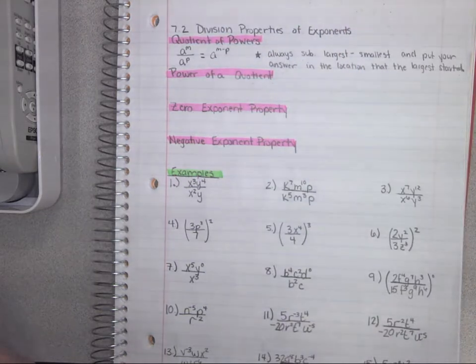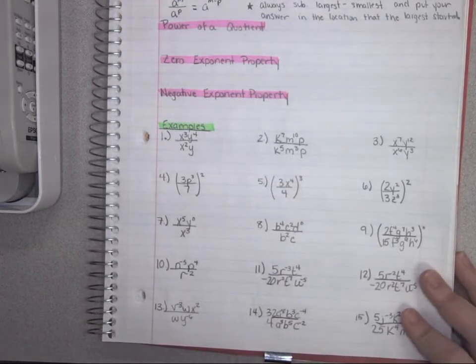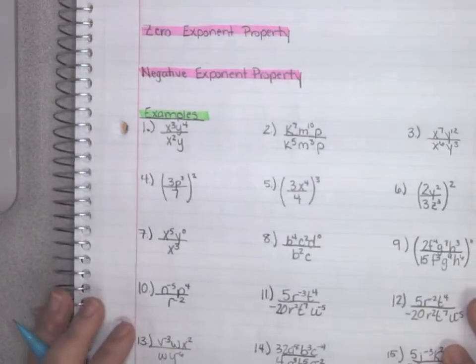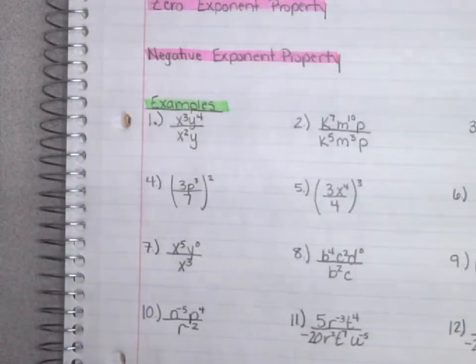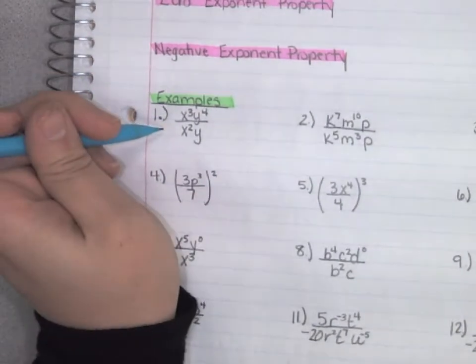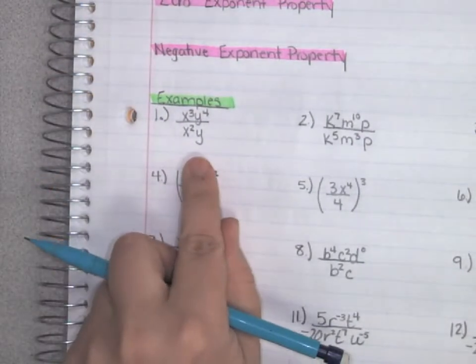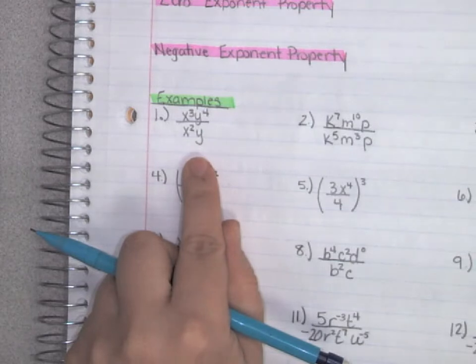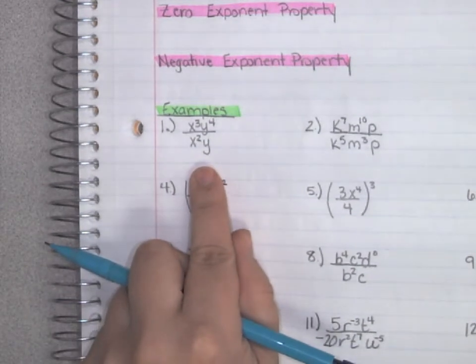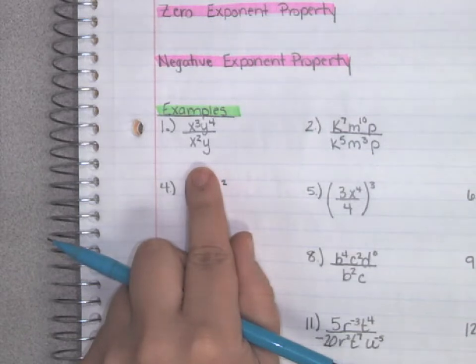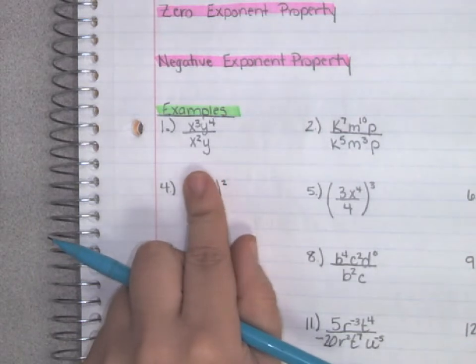So these ones, we're going to do the practice problems together at the same time, so we don't get confused. Now write down this example right here. Example 1: x to the third power, y to the fourth power, divided by x to the second power, y. So you have x and y on top, x and y on the bottom.